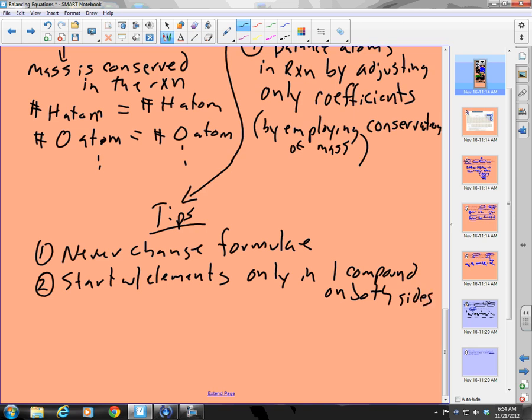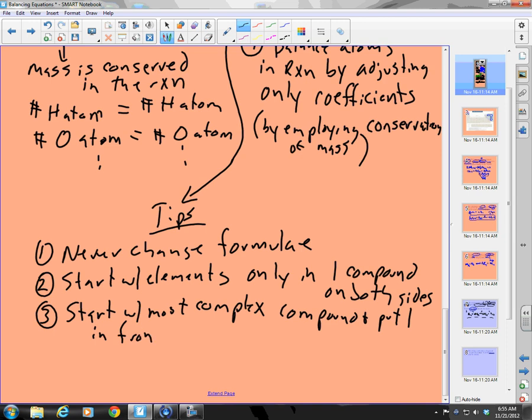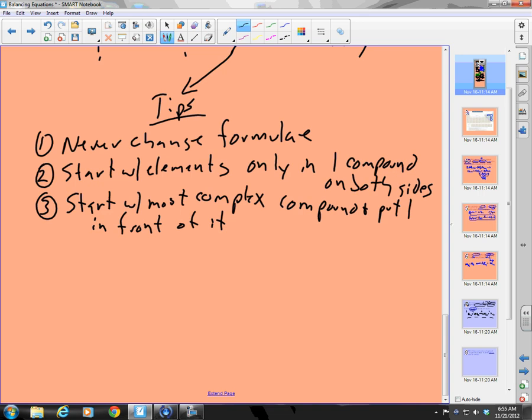What else? What are some other tips? I often like to start with the most complex compound and put 1 in front of it. I guess another tip here is this is all trial and error. Trial and error. So use a pencil.